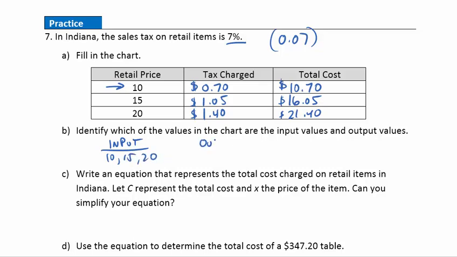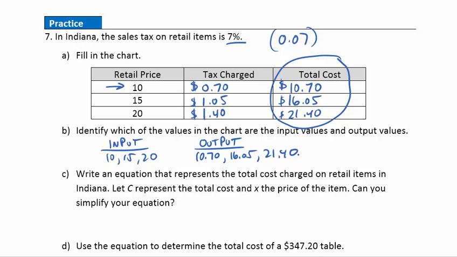Output values, you could have answered two ways here. You could have either chosen the tax charged or the total cost. I'm thinking since we kind of ended this one with the total cost, that would be a good place to have as our output values. There's nothing wrong with saying that the tax charge would be an output value, but since we did two computations here and we ended with the total cost, I think it would be more appropriate to put those values as our output values.